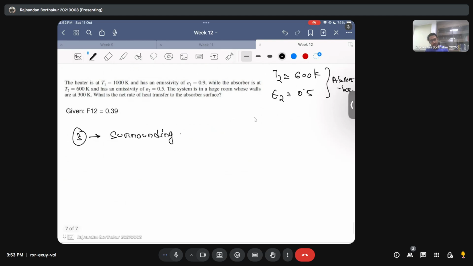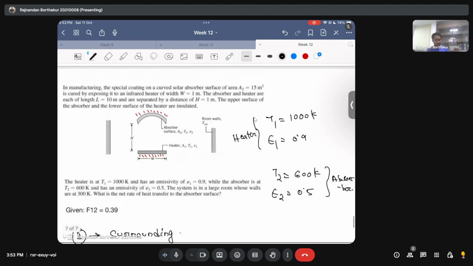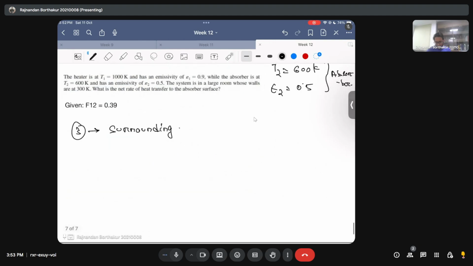With this, let's start to solve this problem. So we have got some hint, or some trail of how to approach this problem. First of all, as I said, we can approach this using the radiation network of a three zone enclosure, where one of the plates or bodies is going to be a black body and the two others are just real surfaces. We know that the one which is going to be the black body is the surrounding, and the real surfaces are the heater and the absorber precisely. So let's start by writing the assumptions.